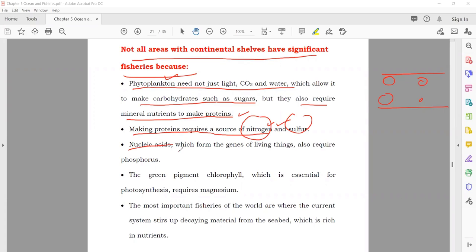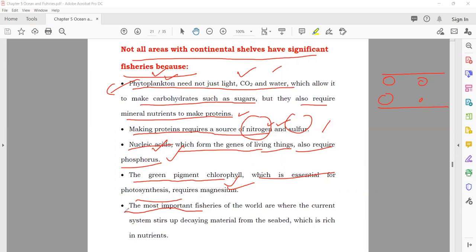Nucleic acids, which form the genes of living things, also require phosphorus. Inside the cell, you have the nucleic acids, which are responsible for the formation of genes. They need phosphorus. The green pigment chlorophyll, which is essential for photosynthesis, requires magnesium. So here they want to say that not only carbon dioxide, light, and water are required. Phytoplankton are the food for other organisms, so they need minerals: sulfur, phosphorus, magnesium, a lot of things.